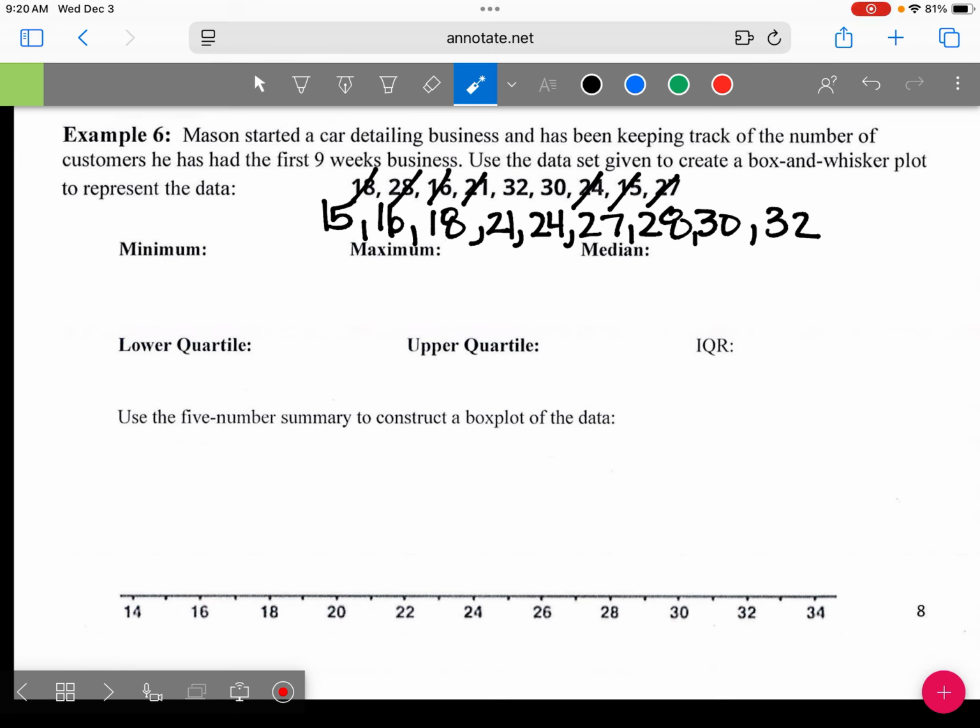If it's 2 in the middle, you add them and divide by 2. Or you just ask yourself what number is in the middle of 16 and 18. So.